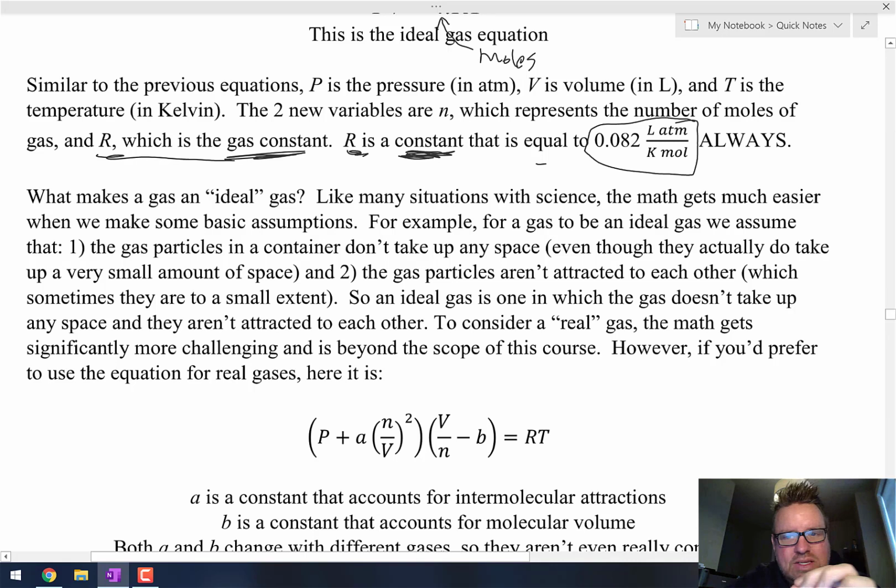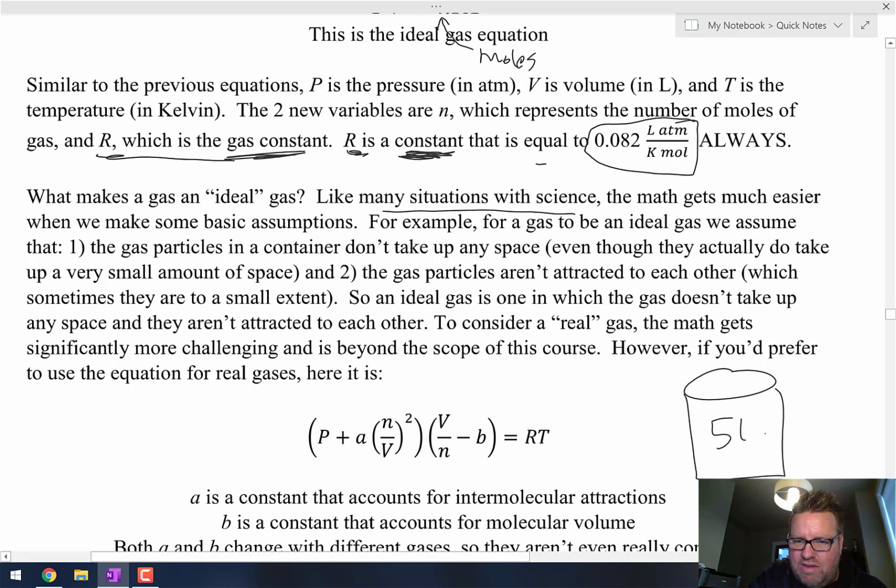But like many situations with science, the math is really, really difficult if we don't make a couple of assumptions about a gas. For example, let's say we have a container that's 5 liters, and there's nothing in there. No gases, nothing at all. Now you're going to put some particles of gas into it. Theoretically, do you still have 5 liters of empty space? You don't, because the gas particles themselves are going to take up some of those 5 liters.